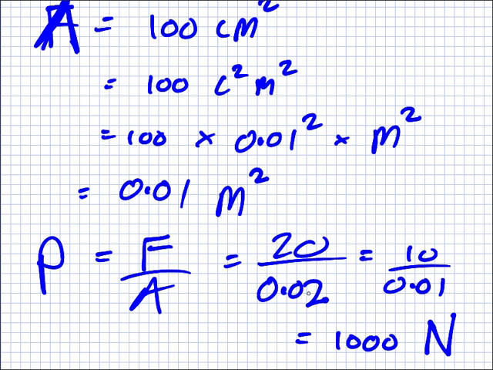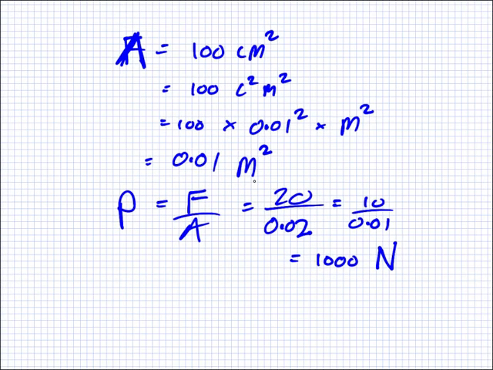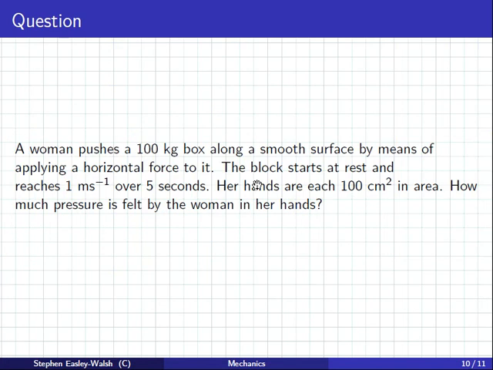Well done. 1,000 newtons. I deliberately tried to trick you with the 2 hands. How do we know it's 2 hands or one? They mentioned it in the question. Have a read again. Oh, her hands are each. Oh, each. Yeah, each 100, instead of total 100.